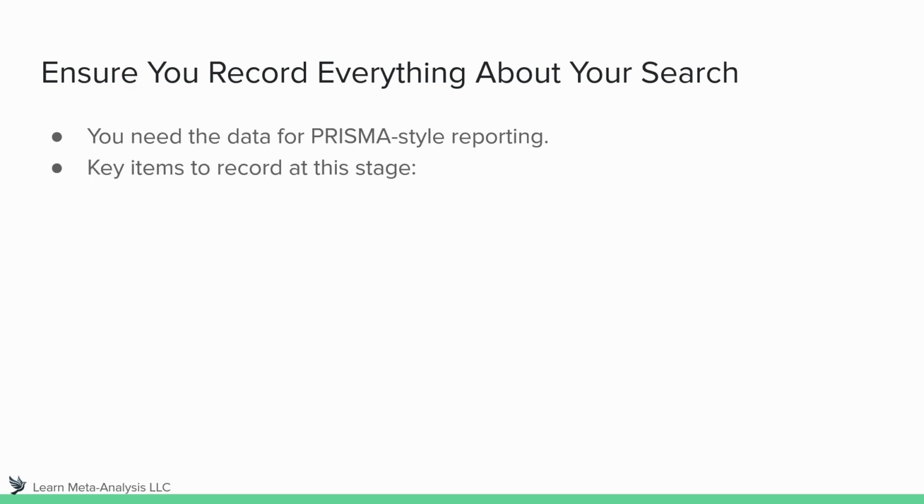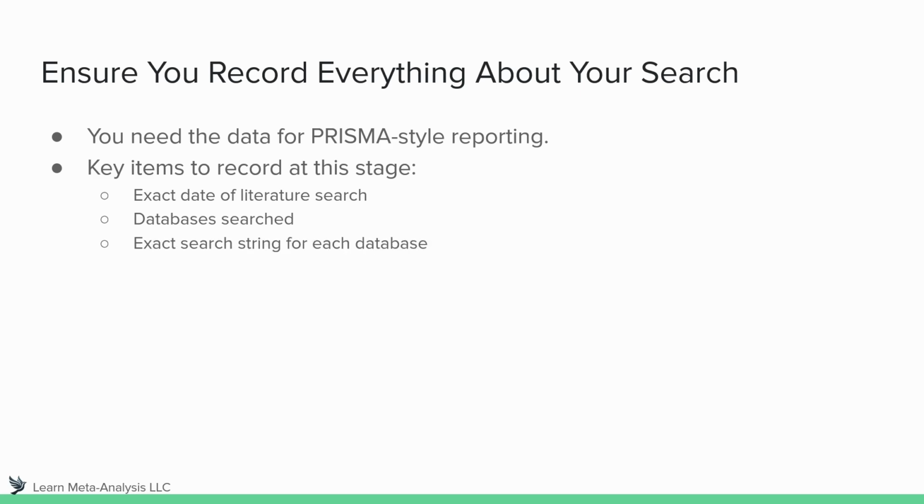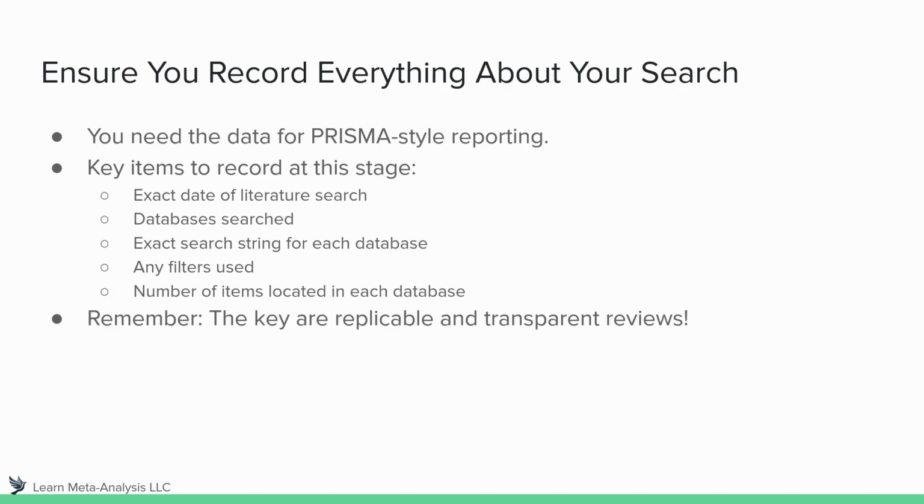So here's some key items that I make sure I record. I'm not saying this is an all-encompassing list because my preference is to record everything. These are just some key things to remember. The exact date of your literature search, the databases you searched, the exact search string used for each database, including any filters you might have used, the number of items located in each database.